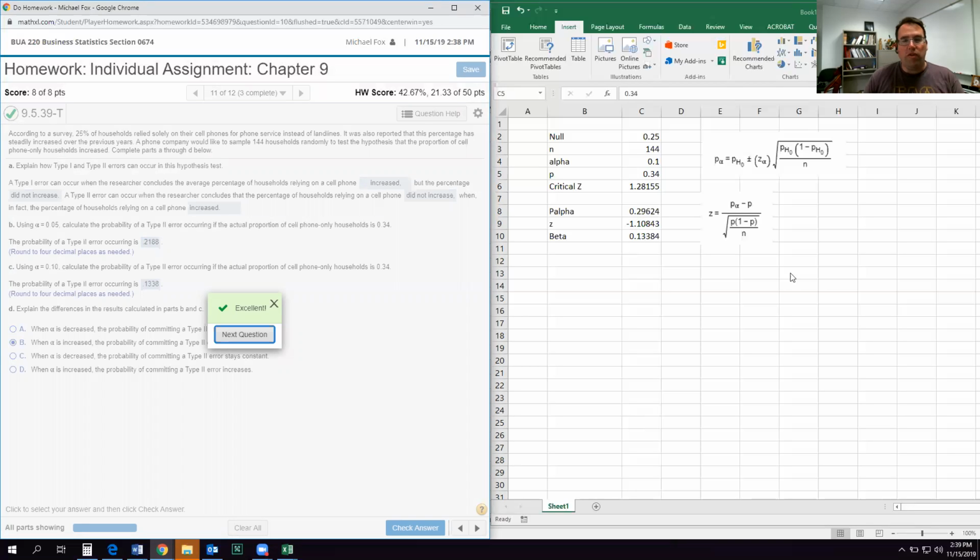So that's it. Once you have the calculator made, it's not bad. It was just making the calculator in question 10 that was a little bit tricky.